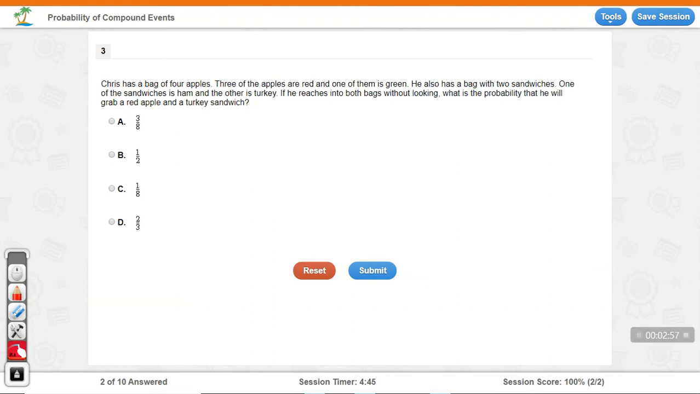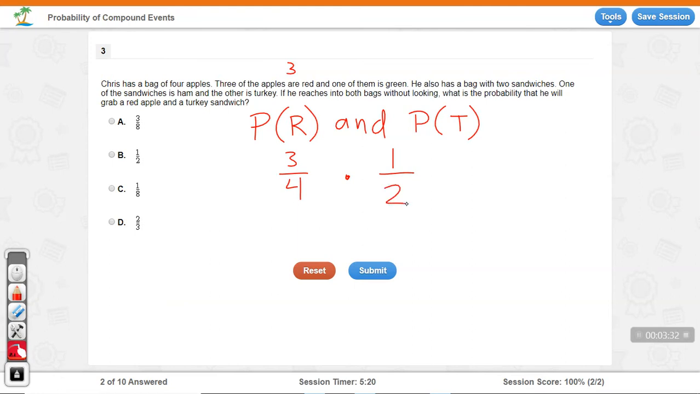All right, in this one, Chris has a bag of 4 apples. 3 of the apples are red and 1 of them is green. He also has a bag of 2 sandwiches. One of the sandwiches is ham and the other is turkey. If he reaches into both bags without looking, what's the probability that he will grab a red apple and a turkey sandwich? So probability red and probability of turkey. All right? Well, let's look at the probability of each. There were 3 of the apples that are red, so 3 red out of the 4 total apples. And the probability of turkey was 1 out of the 2 sandwiches. And if we multiply those together, because I want both of them to happen, 3 times 1 is 3, 4 times 2 is 8, giving me a probability of 3/8.